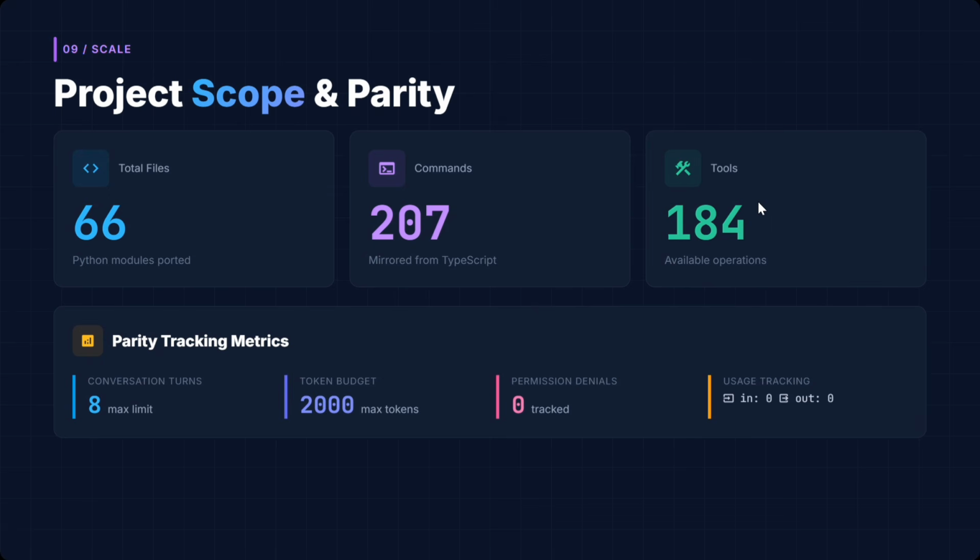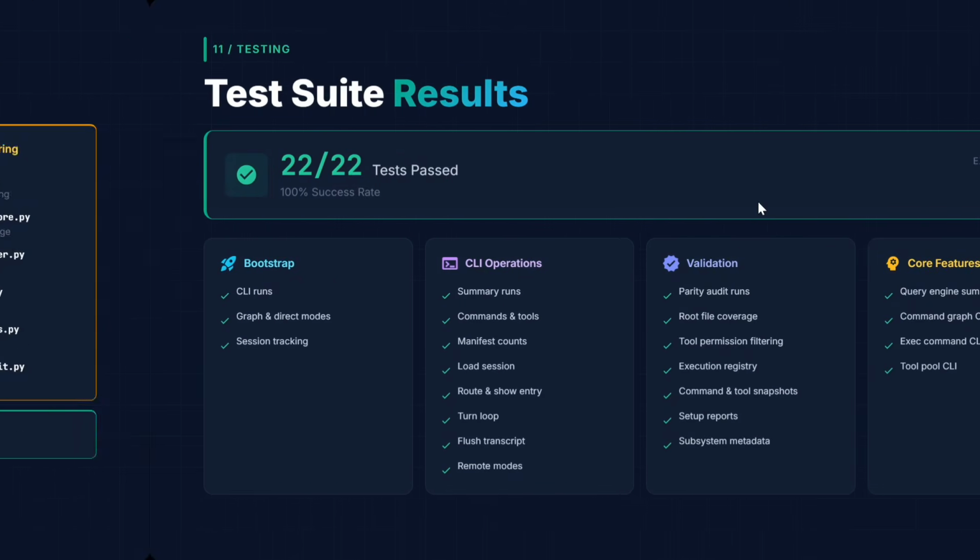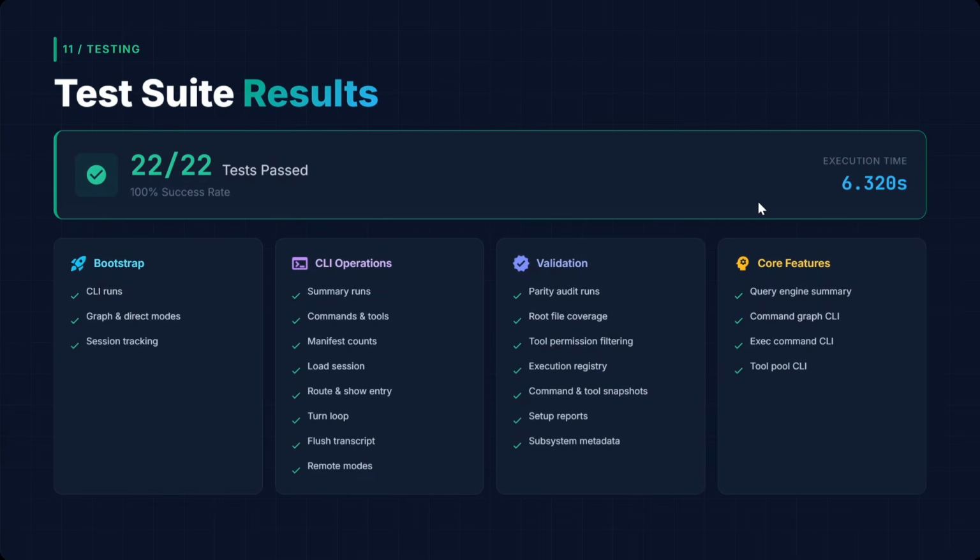Project scope and parity: there are 66 files, as I showed you. There are 207 commands and 184 tools present in Claude Code. Parity tracking metrics are 8 max, 2000 max tokens, permission analysis 0. This is the complete subsystem. As you can see, 33 modules. The main ones are main.py and models.py. The first six I mentioned already: infrastructure, commands, UI and interaction, and monitoring is also there. Test suite results: I think we just tested this out. All 22 test cases passed.